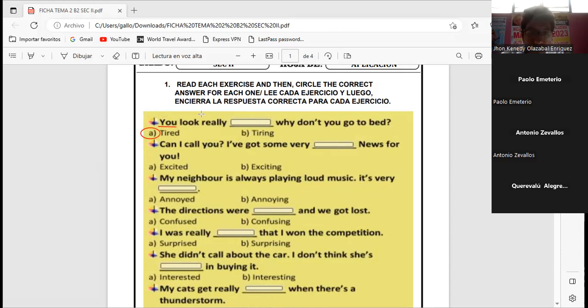Number two says: can I call you? I've got some very relevant news for you. Call you, it means a person. When it means a person, I've got some very excited or exciting. Excited. Number three: my neighbor is always playing loud music. It's very, my neighbor, it means a person. Annoying or annoyed. Annoyed. Muy bien.